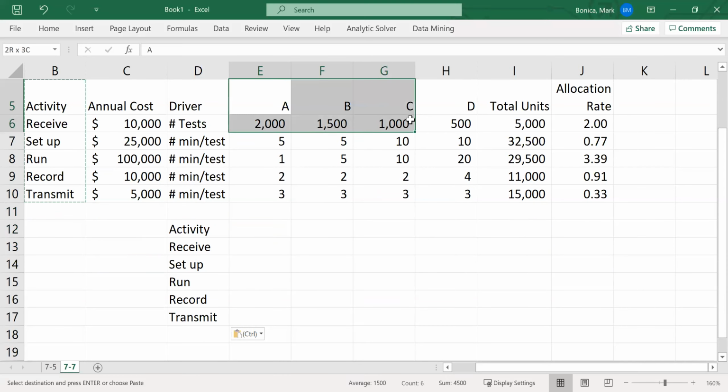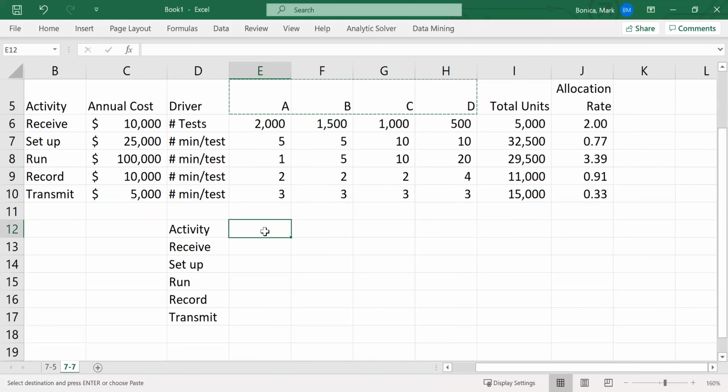And we'll copy the names. So how much does it cost for A to receive? Well, we're going to do, and we want it per test.